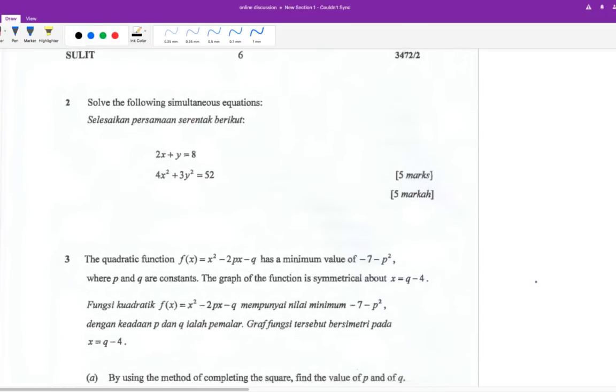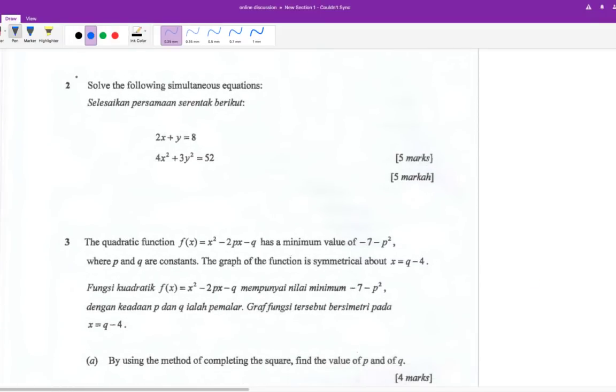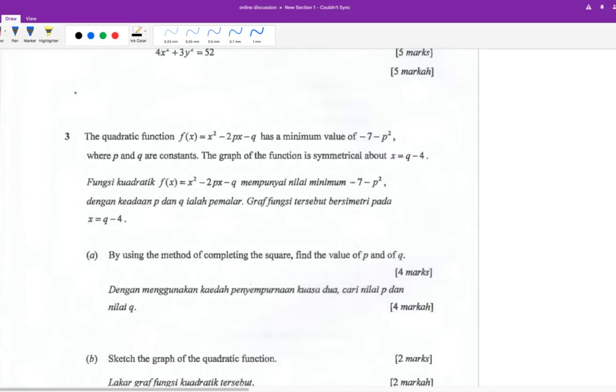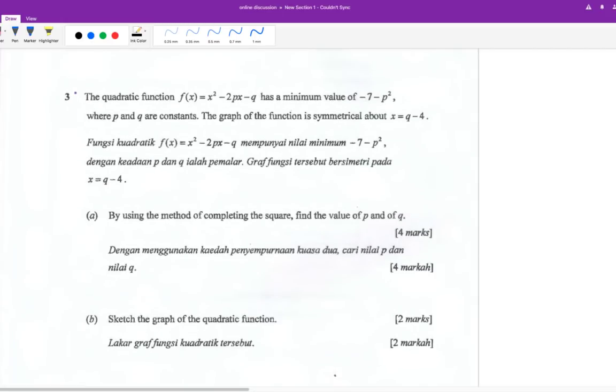For the simultaneous equation, I will just skip it. I hope all of you can do this one because this is very easy. Just expand it.